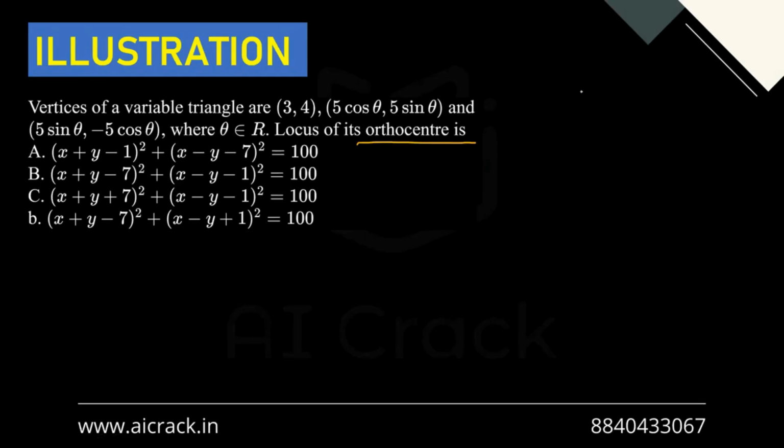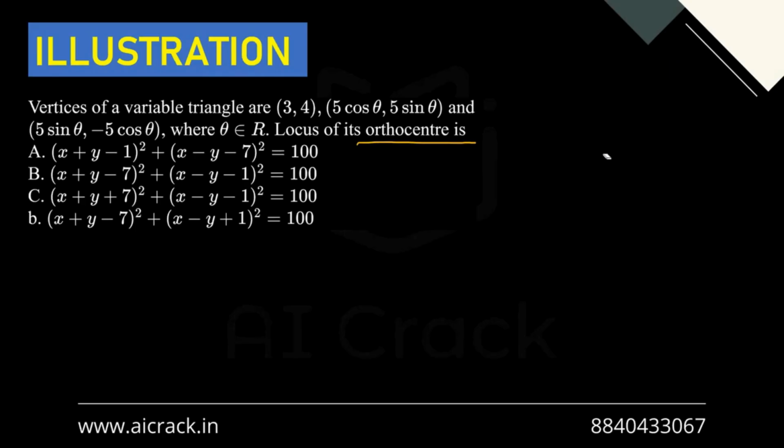Now we also know one concept of O, G, C in the ratio 2:1. So we have to find the locus of the orthocenter. If I get to know the values of G and C, then my work would be done, because I can apply the 2:1 OGC concept and find the coordinates of O, and basically the locus of O. Somehow I'll be able to find some relation.